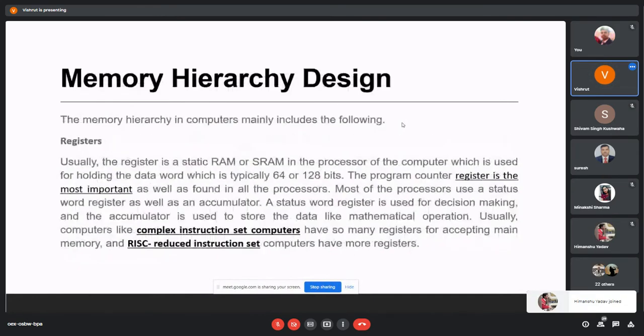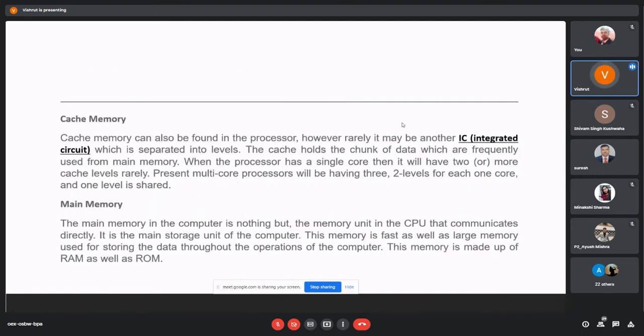Registers, cache memory, main memory, magnetic disks, and magnetic tape. Registers. Usually the register is a static RAM or SRAM in the processor of the computer, which is used for holding the data word, which is typically 64 or 128 bits. The program counter register is the most important, as well as found in all processors. Most of the processors use a status word register as well as an accumulator. A status word register is used for decision making, and the accumulator is used to store the data like mathematical operations.